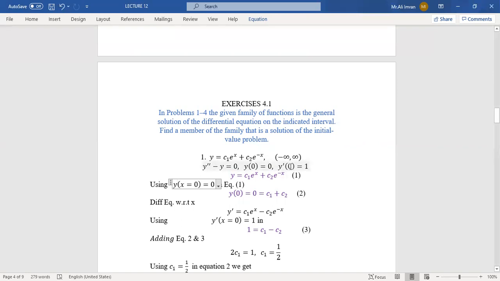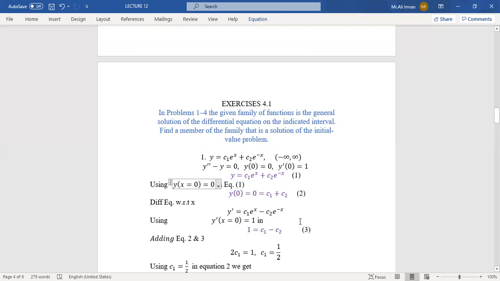As the second condition is a derivative, we differentiate equation number 1 with respect to x, and we will use the condition y prime at x is equal to 0 is equal to 1. We will have 1 is equal to c1 minus c2. We label it as equation number 3.